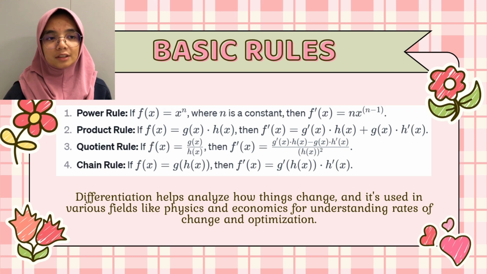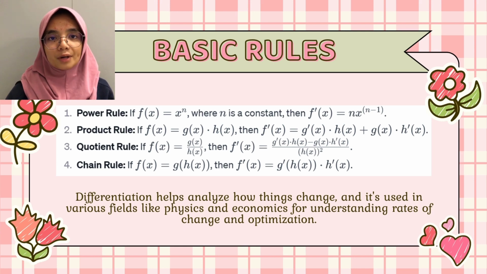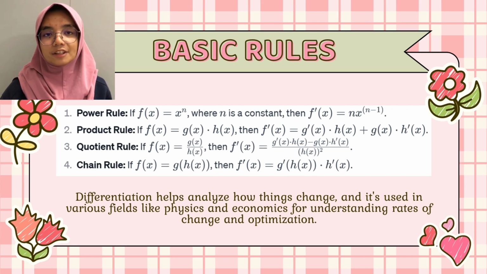Power rule is when we subtract 1 from the power of the original number, and the original power will be multiplied with the original number. Secondly, we have the product rule. Product rule is used when there is a multiplication in the equation. Third, we have the quotient rule. Quotient rule is used when there is a division in the equation. Fourth and last, we have the chain rule.